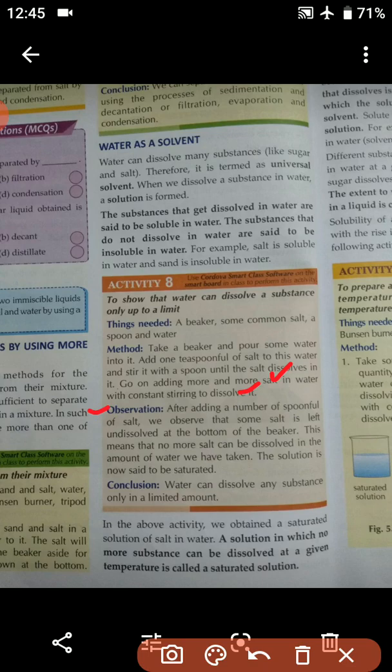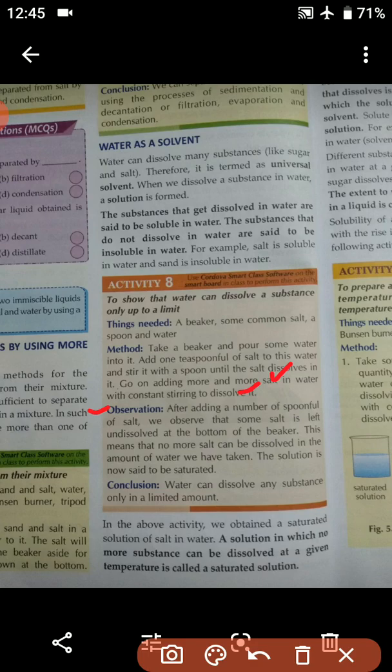So after that, the observation is, after adding a number of spoonfuls of salt, we observe that some salt is left undissolved at the bottom of the beaker. So students, as we have added more and more salt in the water, at the end we will observe that some salt is left undissolved at the bottom of the beaker. This means that no more salt can be dissolved in the amount of water we have taken.